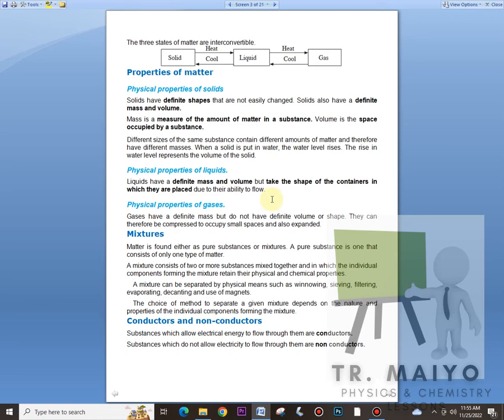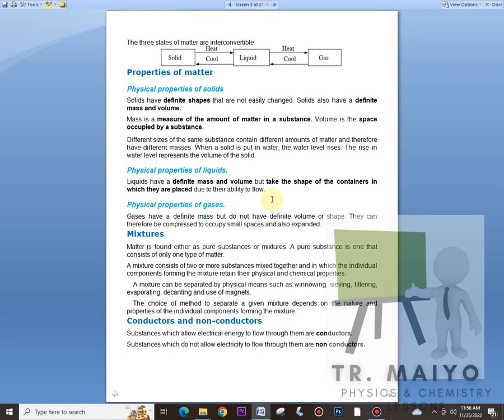Now, in terms of physical properties of states of matter, solid has all of them being definite. Shape, mass, and volume, all of them definite. When you come to now liquids, it is mass and volume that are definite. But shape is indefinite. Now, in gases, it is only mass that is definite. The rest are indefinite. Nice.